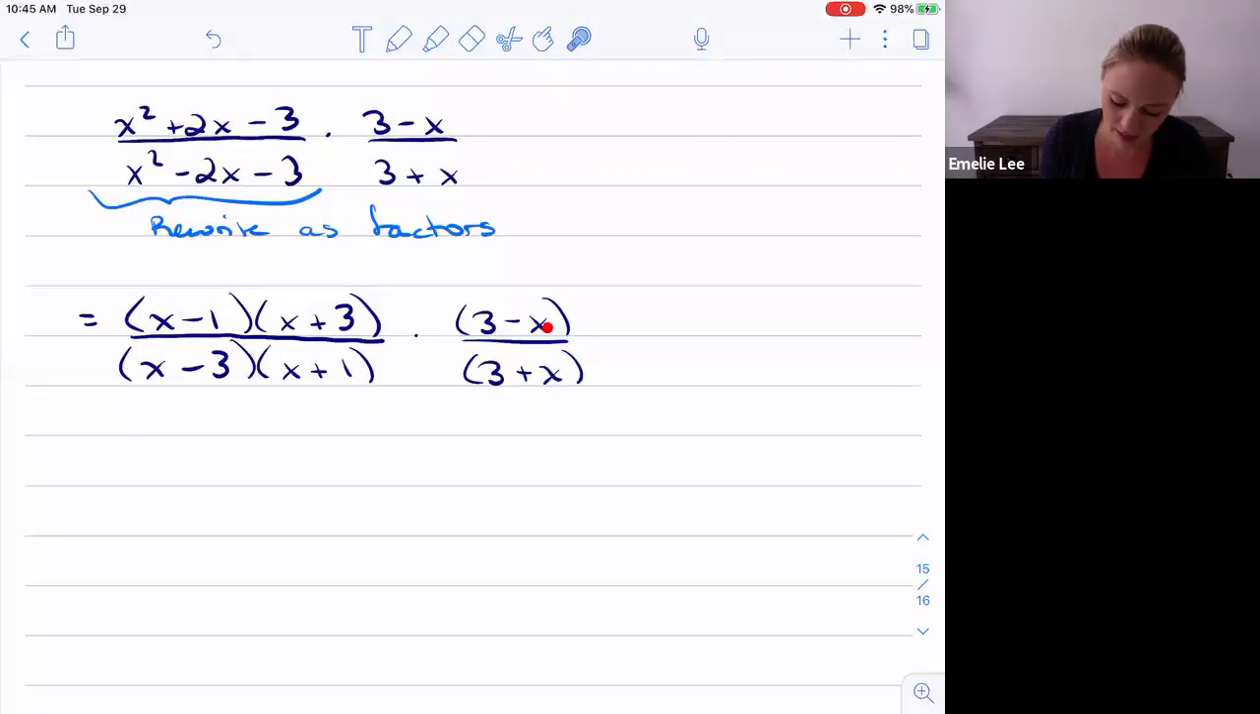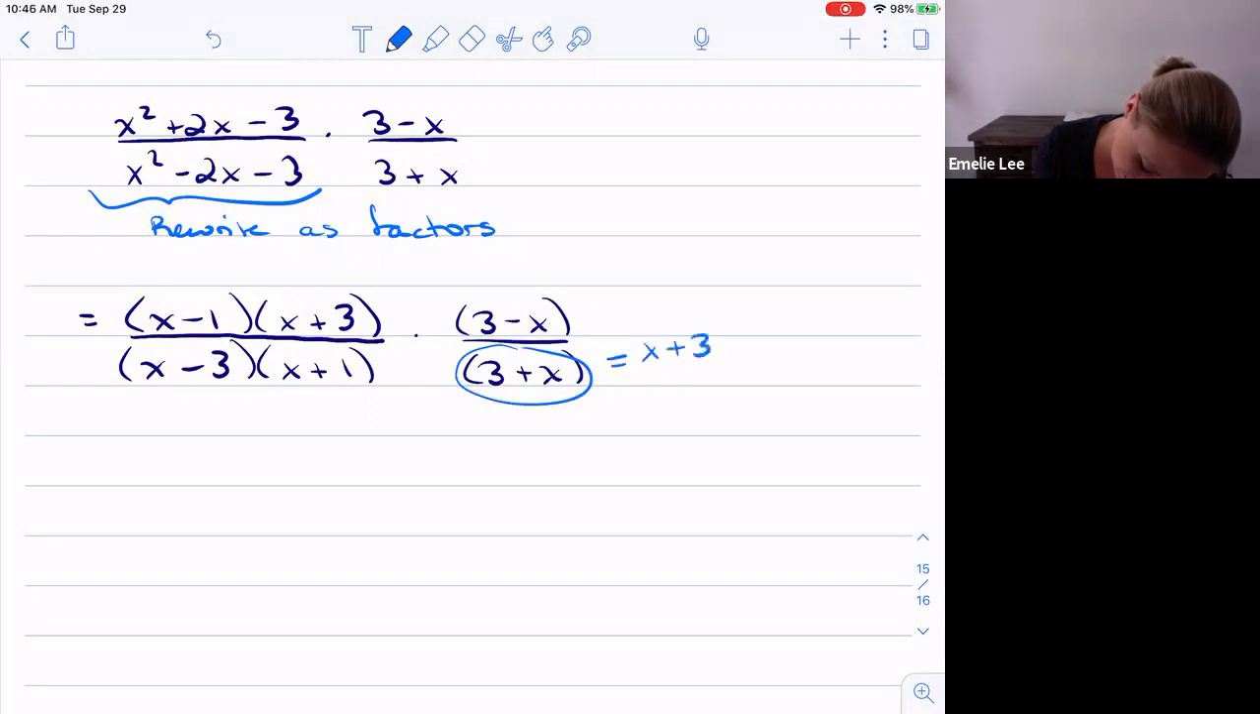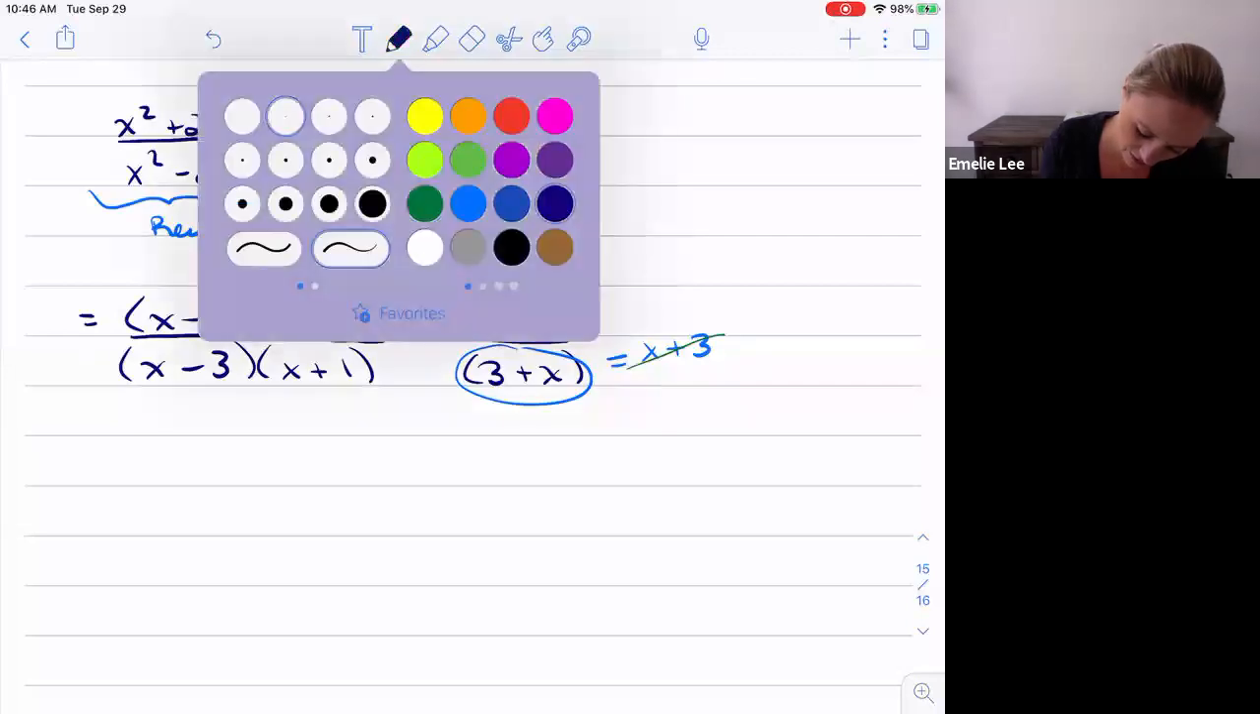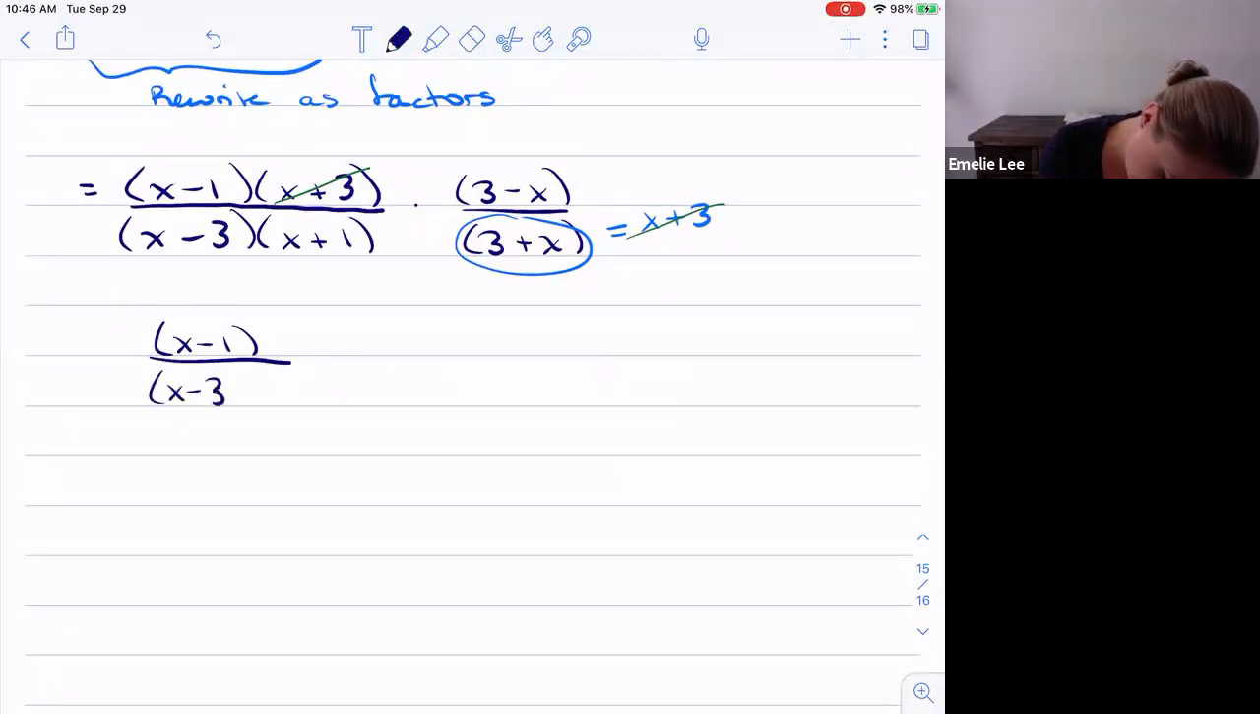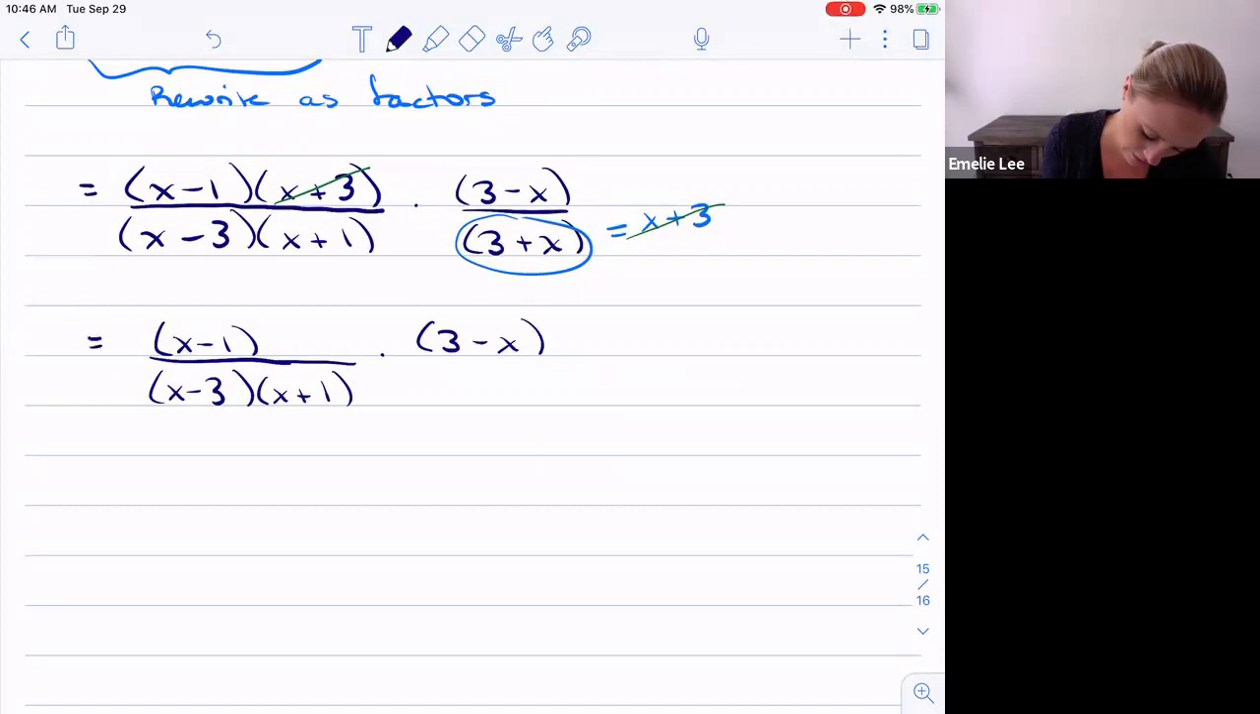Okay. 3 minus x is not the same as x minus 3, right? So you want to keep track of that. However, 3 plus x is the same as x plus 3, right? So it's not until we have subtraction that we run into trouble. So this is the same as x plus 3, which we can cancel with this x plus 3, right? So what I have is x minus 1 over x minus 3 times x plus 1, times 3 minus x, after I've canceled these.